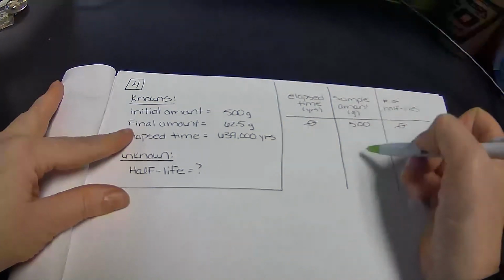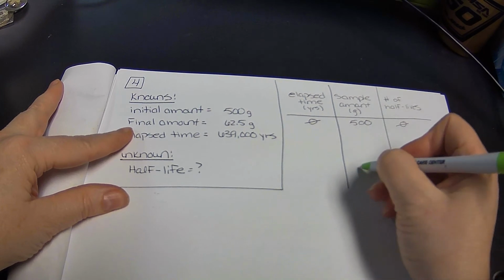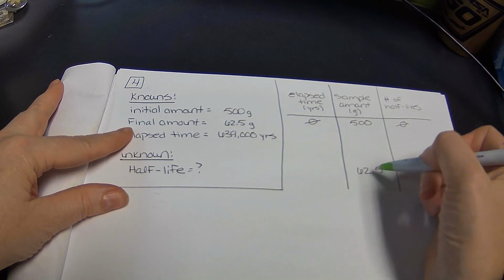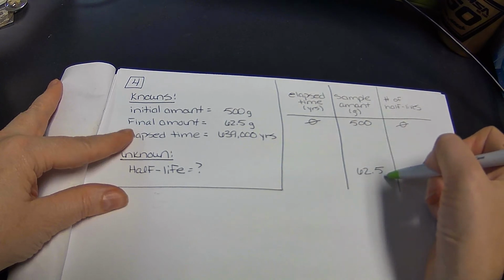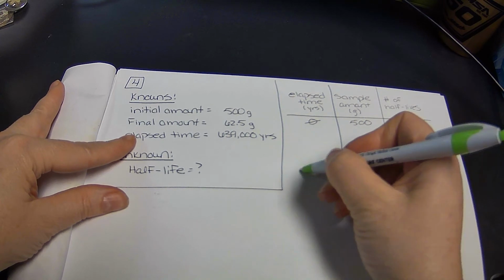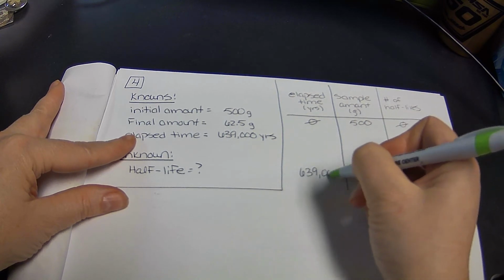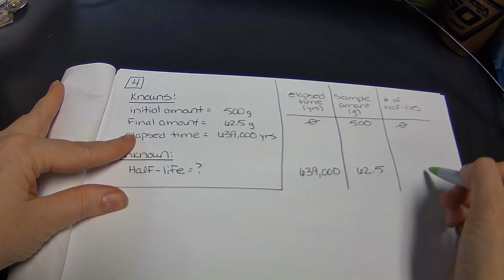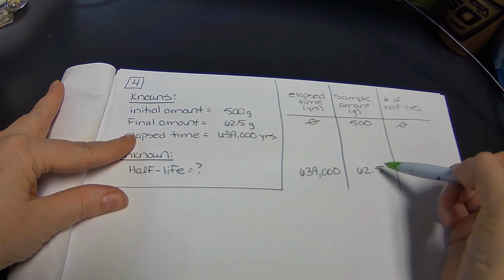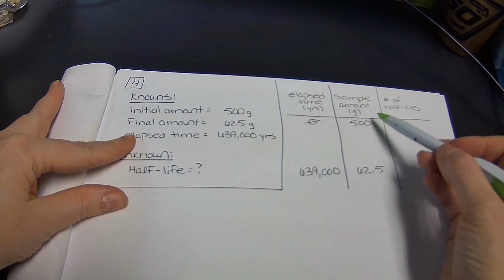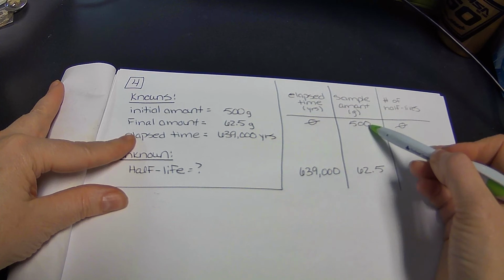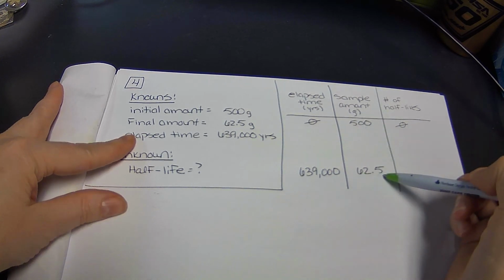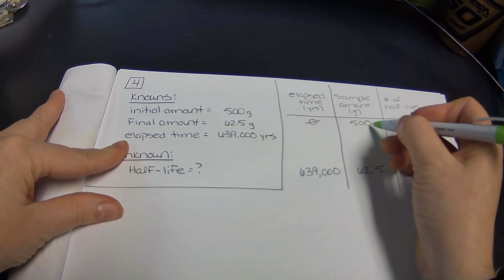Now, it's going to decay to 62.5. So I'm just going to estimate some space and put that some time has gone by and I will have 62.5 grams. And at that time, 639,000 years will have elapsed. And I need to know how many half-lives that took. So the only thing I really know to do by looking at this table of information is that the sample amount is going to be divided by 2 or halved each half-life until I get to 62.5. So knowing that information, I'm going to half each one.